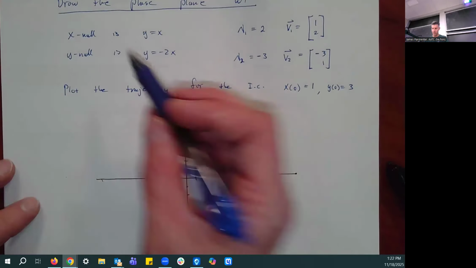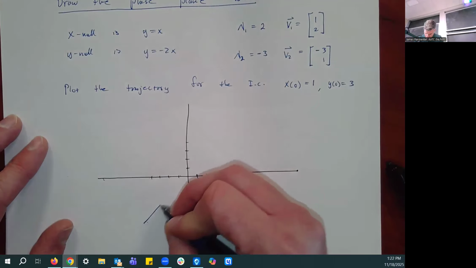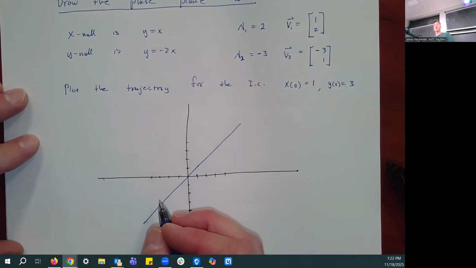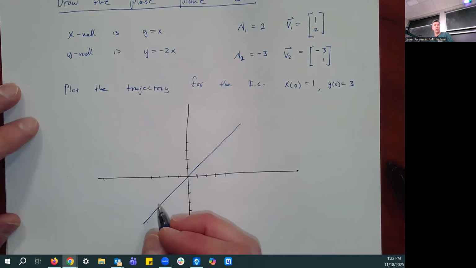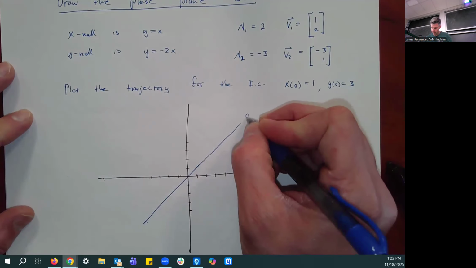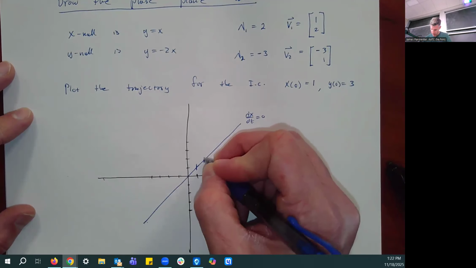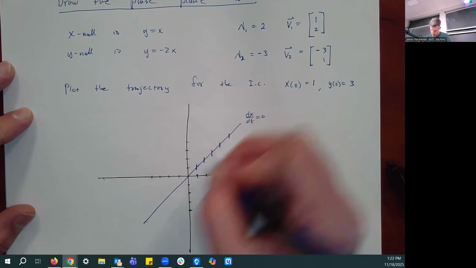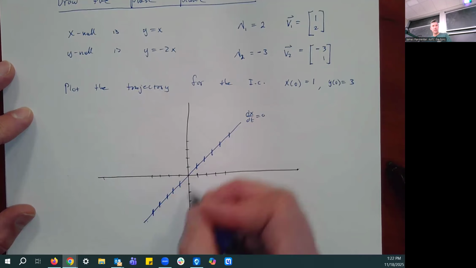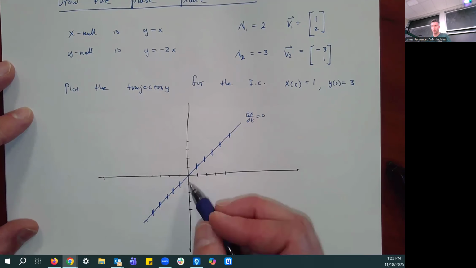Our x nullcline is y equal to x. So that's your usual line that's going that way. We don't really know which way the arrows are going because we don't have the equations, but we know they should be purely vertical. This is dx/dt equal to 0. Things are going up and down on that. Same over here, and they should change directions when you cross the equilibrium. So these can be up and these down, or these down and these up.